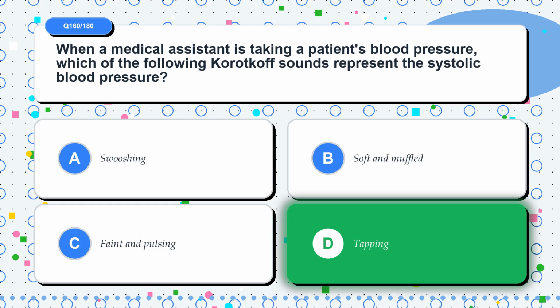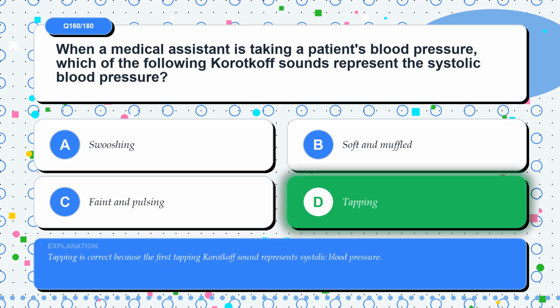The correct answer is option D. Tapping. Tapping is correct because the first tapping Korotkoff sound represents systolic blood pressure.